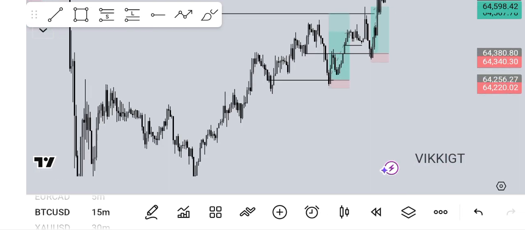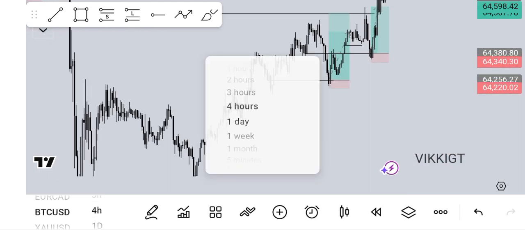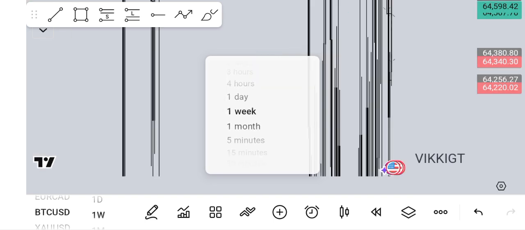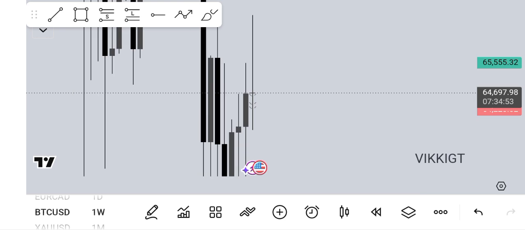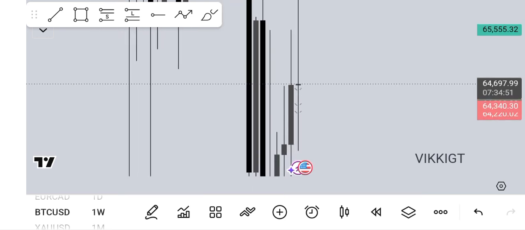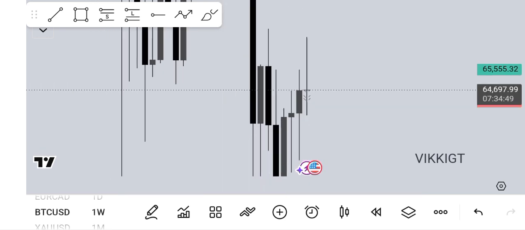So that's it on BTC. Let's check the weekly time frame. I was seeing a weekly candle range pattern on the weekly time frame, but I don't know if the candlestick will close well in 7 hours. If it closes well, then possibly we are going to sell BTC.